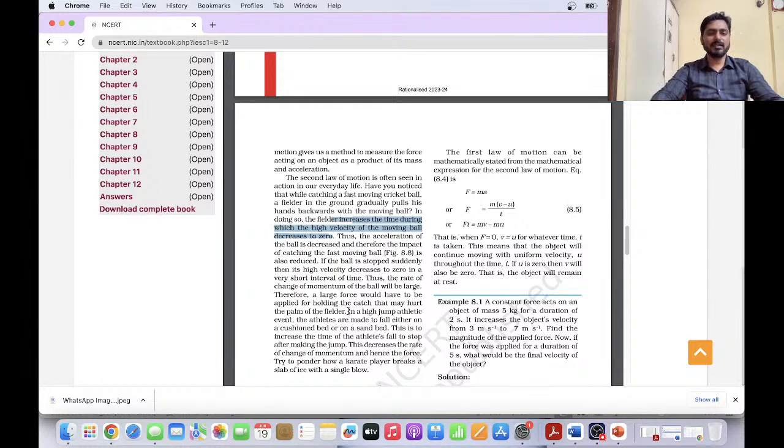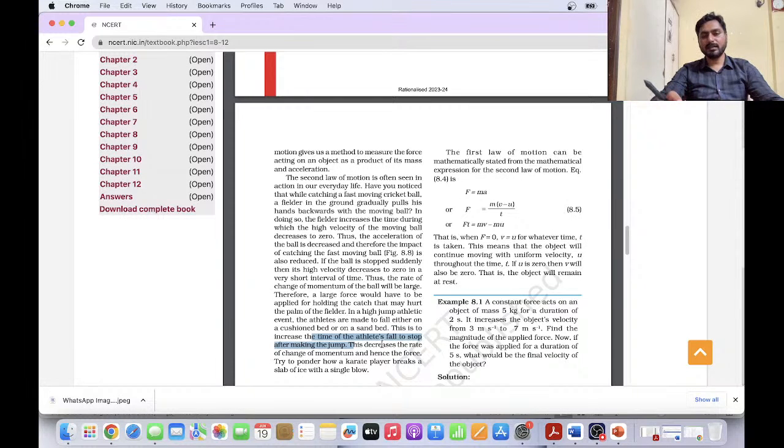So in high jump, another example, it has mentioned that in the high jump athletic event, the athletes are made to fall either on a cushion bed or on a sand bed. Why? This is to increase the time of the athlete's fall to stop after making the jump. This decreases the rate of change of momentum and hence the force. So we are utilizing this concept in our daily lives also.